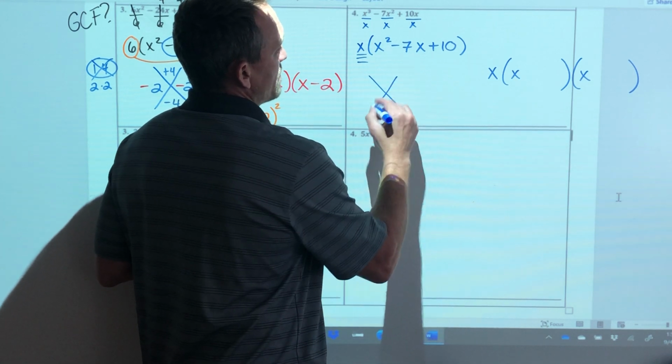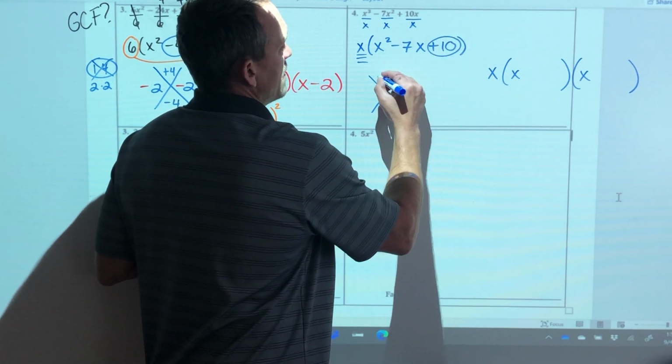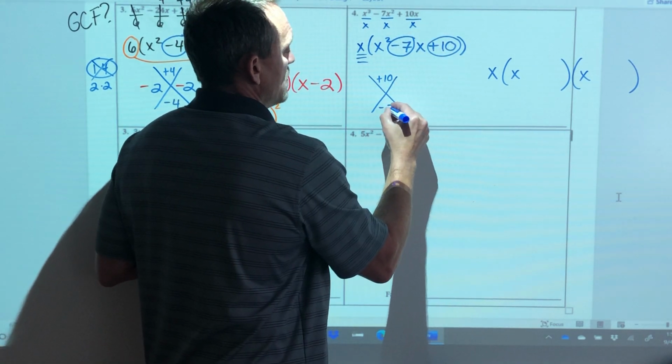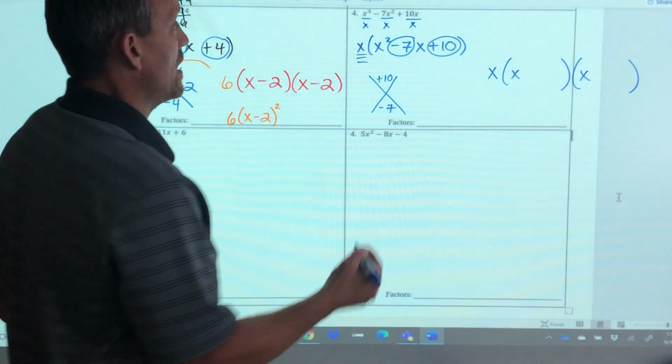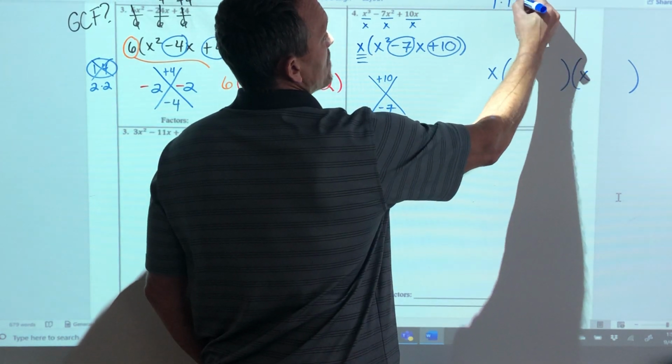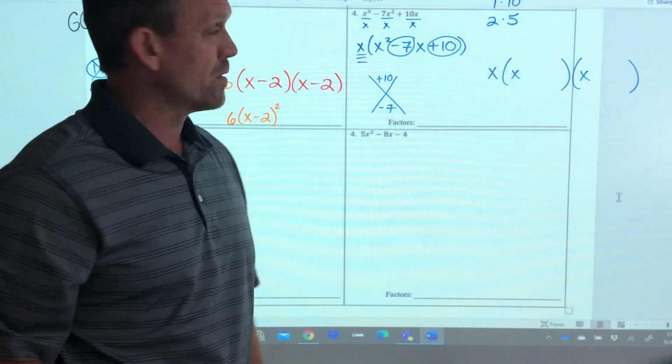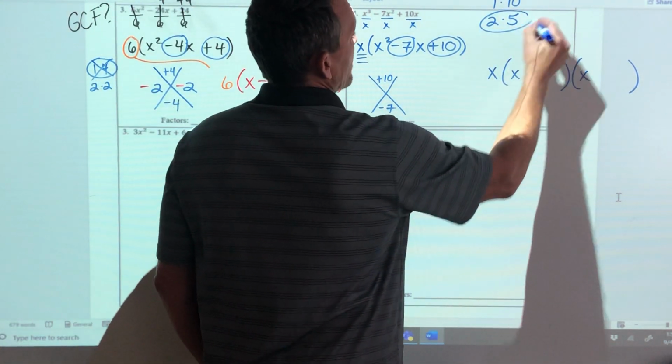My x, positive 10, negative 7. What are factors of 10? Factors of 10 are 1 times 10 and 2 times 5. 1 and 10 in no way is going to give me 7, but 5 and 2 will.